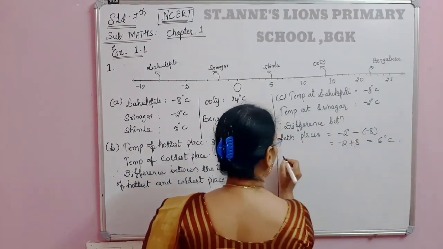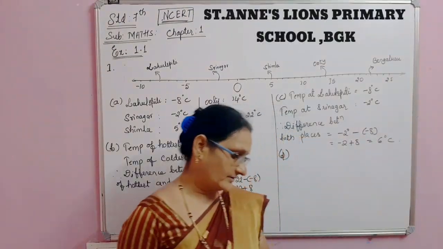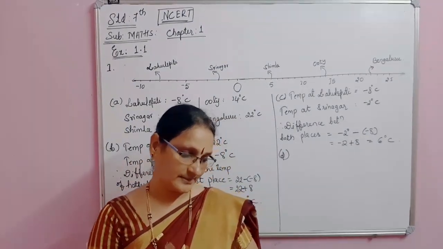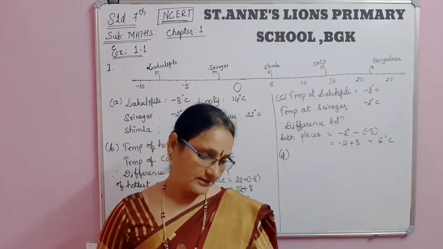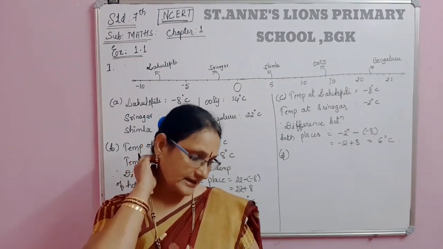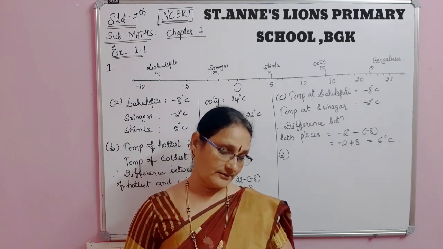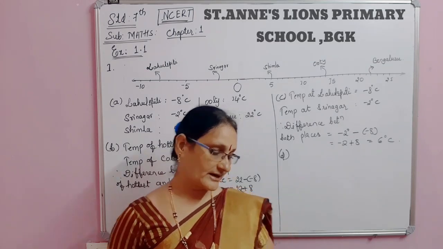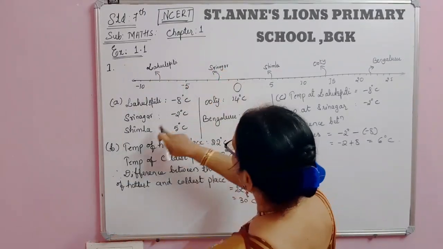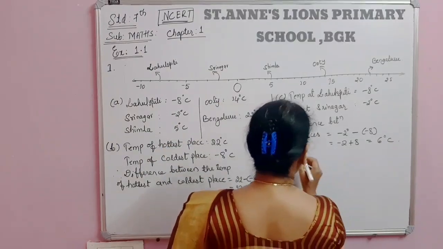Now the D answer. Can we say the temperature of Srinagar and Shimla taken together is less than the temperature at Shimla? Is it also less than the temperature at Srinagar? See, they are asking here. When we take together, that means the temperature of Srinagar and Shimla. See, Srinagar is here and Shimla is here. So both taken together.